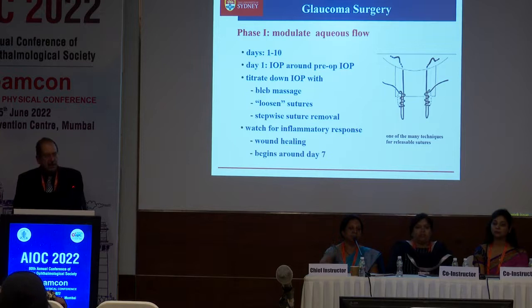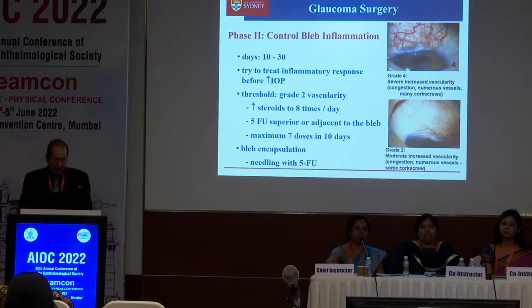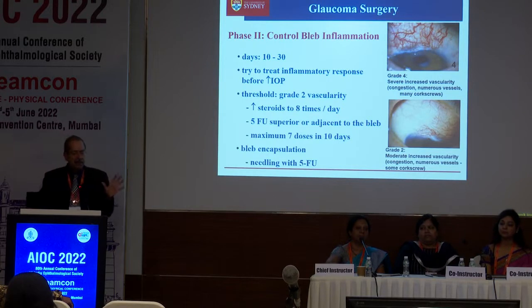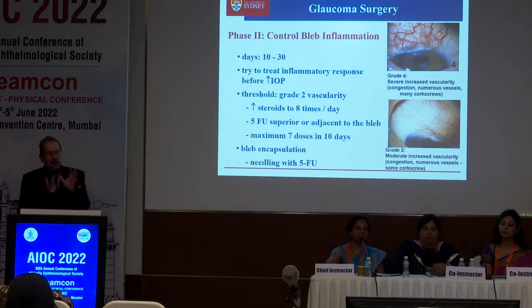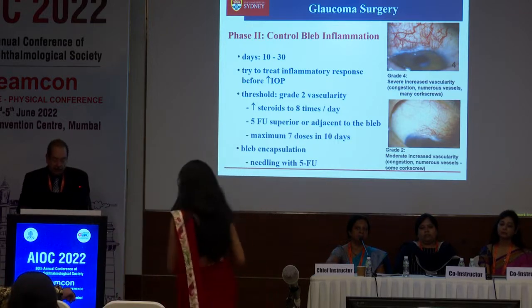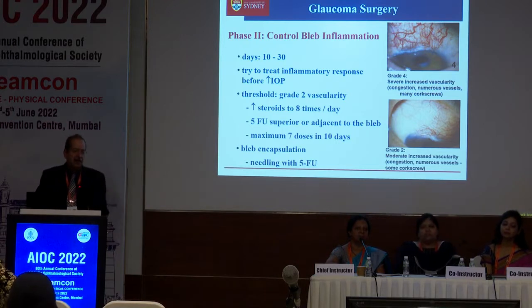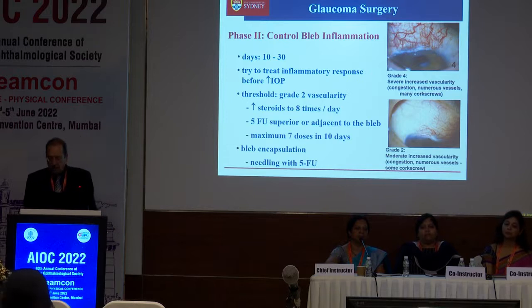But then after about day 7, the inflammatory response starts. And that's really when you go on to the next phase of controlling bleb inflammation. Now, the Moorfields bleb grading system is a great system to use so that you can try and quantify what you do. And basically around grade 2 vascularity is when you start pumping the steroid in, 6-7 times a day, and also give a little injection of 5-FU. One can give more than one injection, but when it finally comes to a point where the bleb is encapsulated, then it's best to do an early needling with 5-FU.